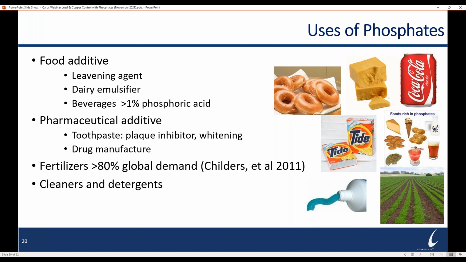Now, one of the questions that comes up a lot at Carus is, the first time a customer is going to use a phosphate product, we're going to get customers that ask us, well, you're adding a chemical to the water and all chemicals are bad for us.